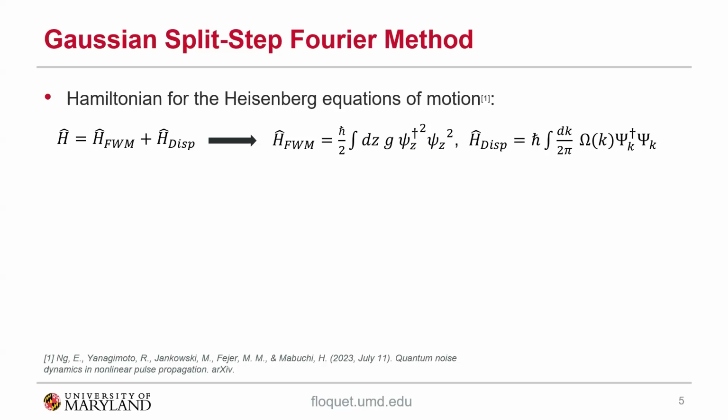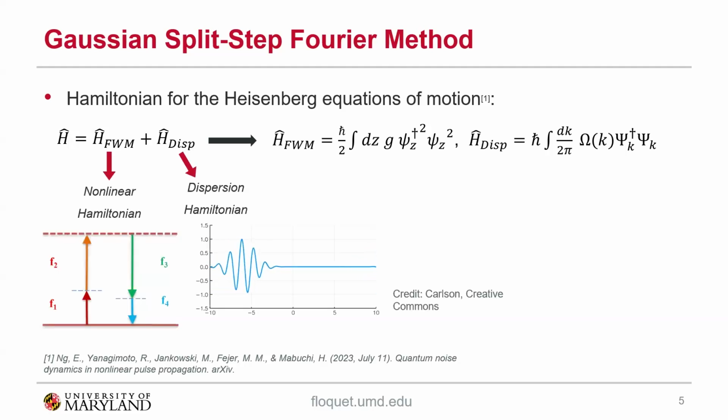Here I display the Hamiltonians for the equations of motion that I will simulate. These Hamiltonians represent a straight linear, nonlinear waveguide. Now, the Hamiltonian essentially describes the entire energy of our systems. And we have divided this Hamiltonian into two different Hamiltonians. First is a nonlinear Hamiltonian that deals with nonlinear interactions, for example, four-wave mixing. And the other one is the dispersion Hamiltonian.